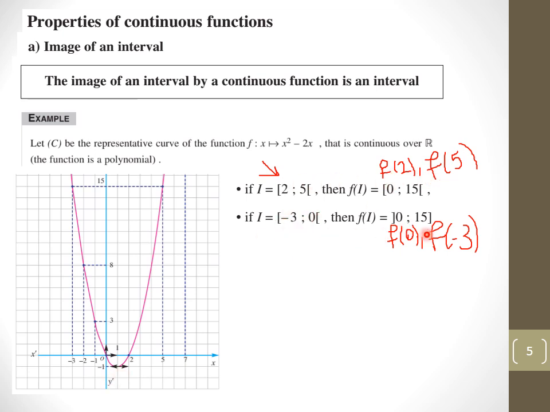If it's decreasing, we switch them. So we find f of 0 first, then f of -3. And this is the image.